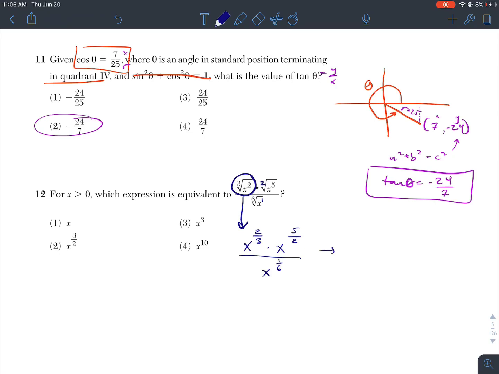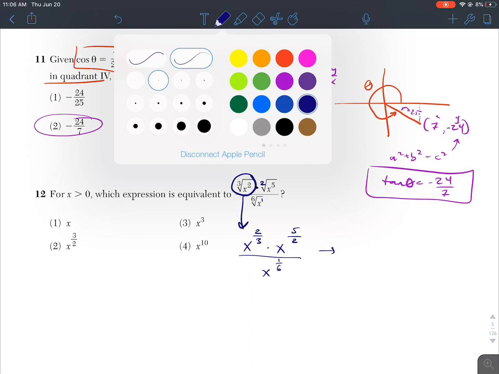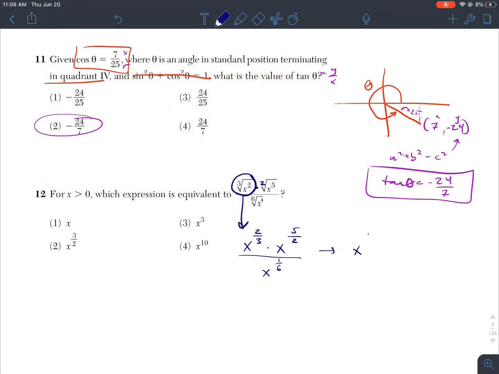When we multiply two things, we add exponents. So we're going to have x to the 2/3 plus 5/2 all over x to the 1/6. To add these, we need a common denominator, so we do times 2 and times 3, and that gives us x to the 4 over 6 plus 15 over 6, divided by x to the 1/6. This is x to the 19 over 6 divided by x to the 1 over 6.